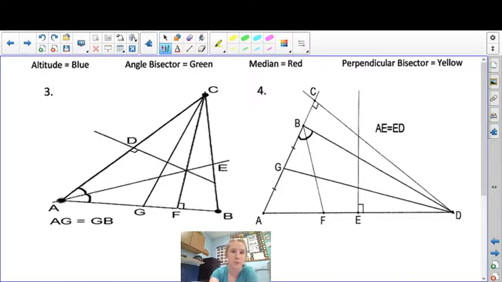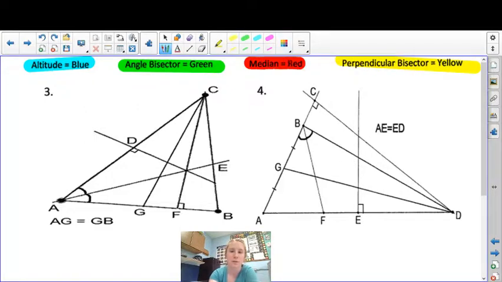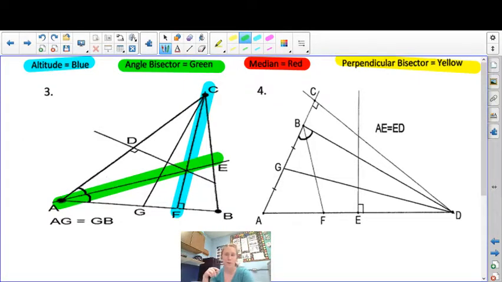Again, altitude is blue. Angle's green, median's red, perpendicular's yellow. Start with blue. Altitudes have right angles, so I either have D to E or FC, but my altitude has to go to a vertex, so it has to be the second one. Angle bisector has to cut an angle in half. So it's got to be that one.